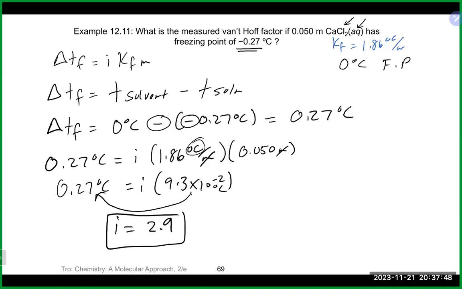Question on that one? That is very close to what we would predict based off the formula of calcium chloride, as we did earlier. That is 3 particles, which means we would predict i should be 3 in this case. And this is why, in most cases, if you're doing problems, you could just go off of the formula. It's going to be very, very close to the predicted value.